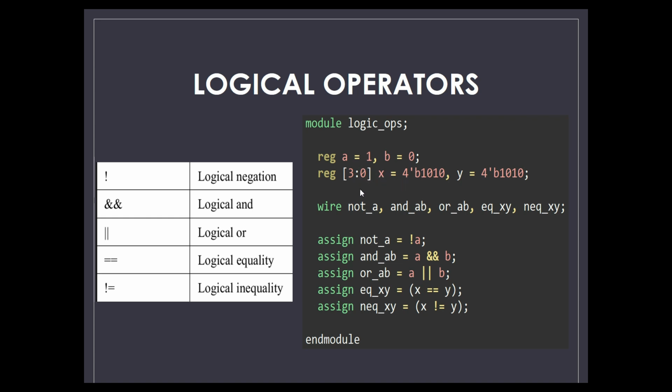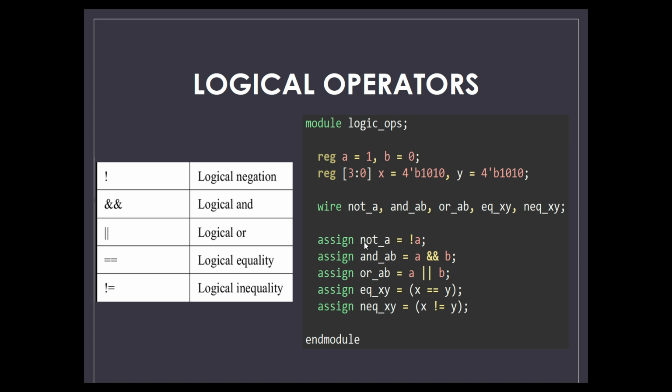In the next video, we will also take a look at how a width is defined, what this is called, that this is a vector, and what the difference between vectors and arrays is. That will be our next topic. For now, just keep in mind that by default, each and every reg and wire is just a single bit. So X is a 4-bit, Y is similarly a 4-bit, while A and B are single bits. Then I declare wires: not A, and AB, or AB, equals XY, not equals XY.